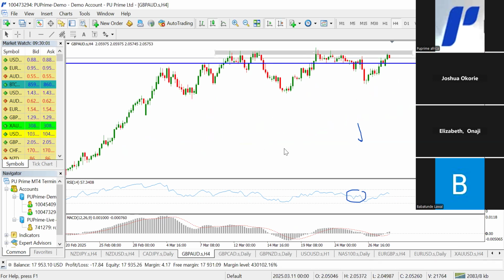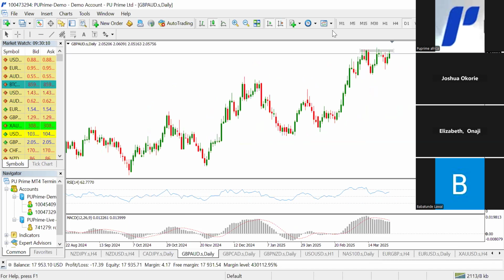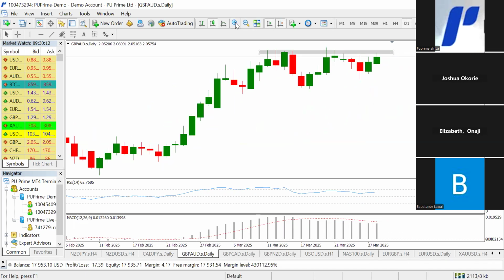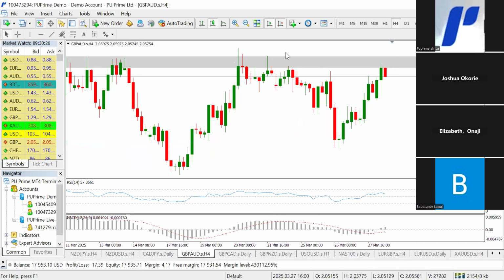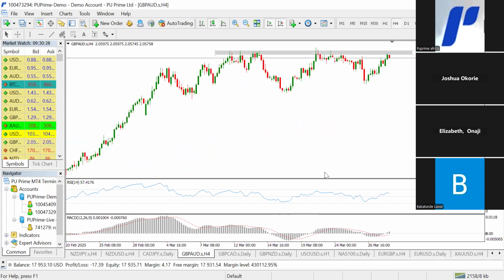All right, so this is GBP AUD. On the daily time frame, now this is 4 hour, but let me go back to the daily. This is the daily time frame. You can see that price is trading around a resistance level on the daily time frame. The price just tested it even today, and technically we are bearish on the GBP AUD because price is just around that resistance.